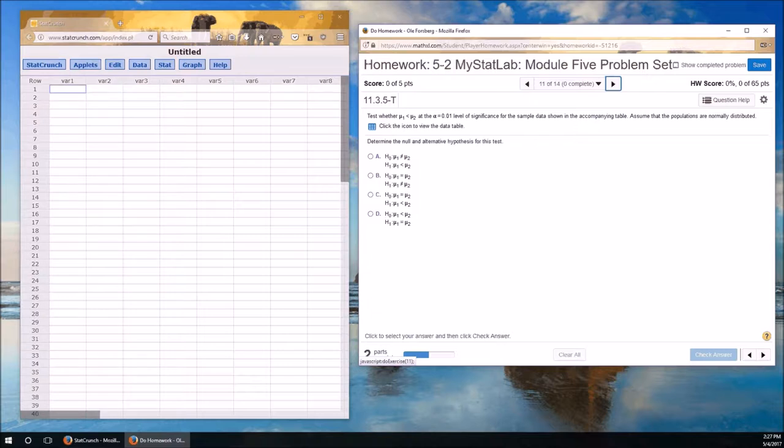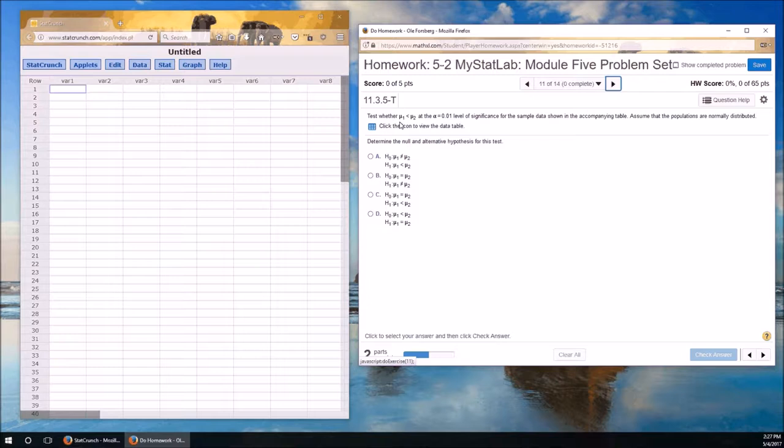Module 5 is all about comparing the means of two populations or the proportions in two populations, either through confidence intervals, which gives us an idea of how much those two populations differ in their means or proportions, or through hypothesis testing. And so let's look at problem number 11. It's going to give us three parts altogether, so this will be a nice one.